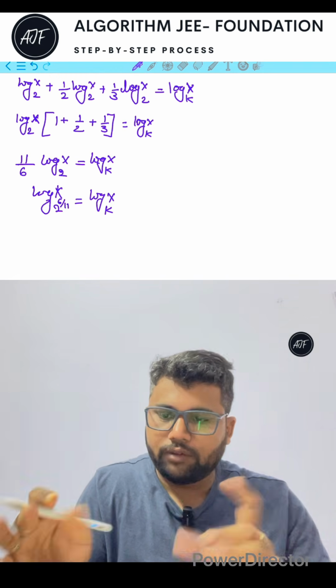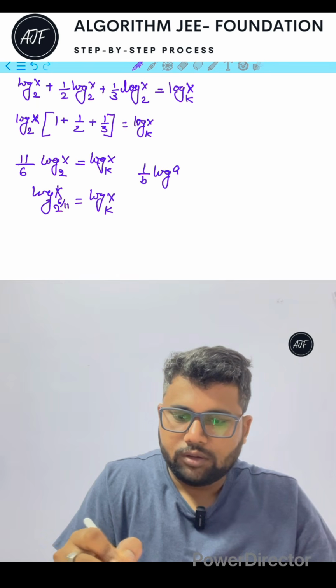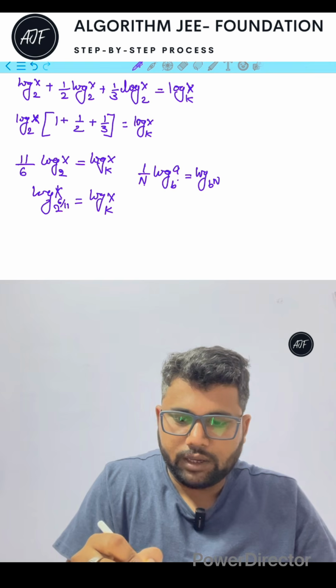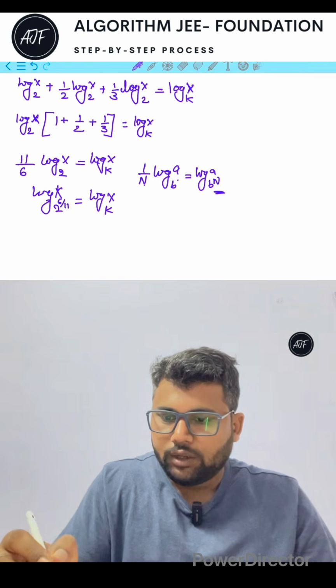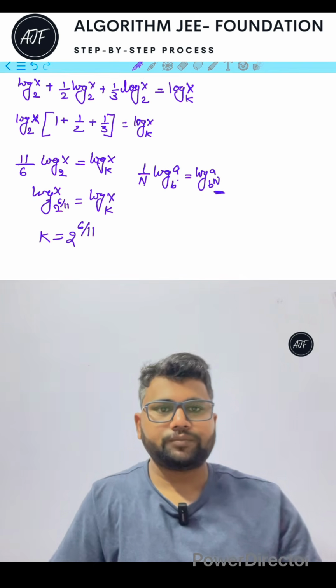Okay, 2 power 6 by 5 is the reverse form, because 1 upon b, now you see like this, 1 upon b log a base b and a power n. So now n is shifting to the side, meaning log b power n a. So now use this property in the same power shifting. After that, if you compare, then k is equal to 2 power 6 by 5.